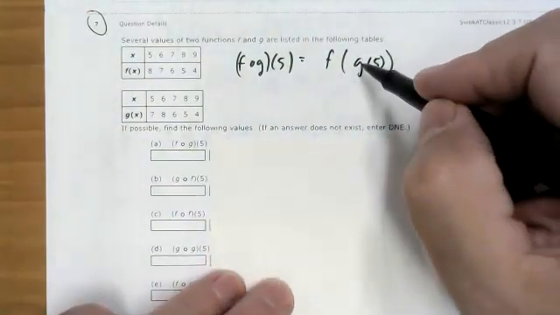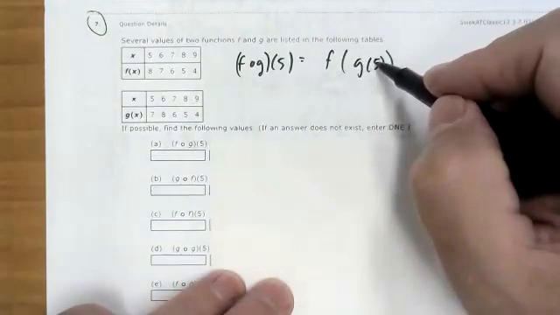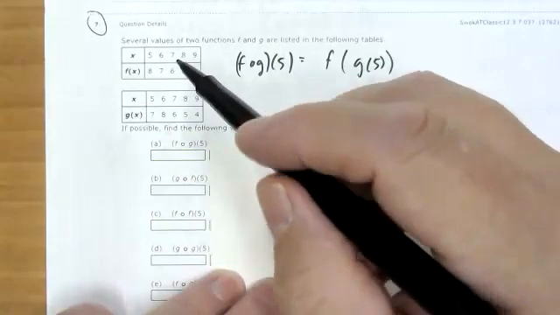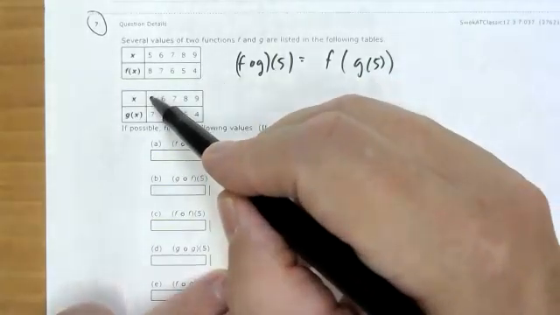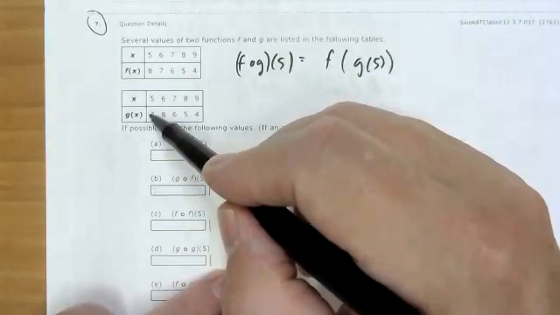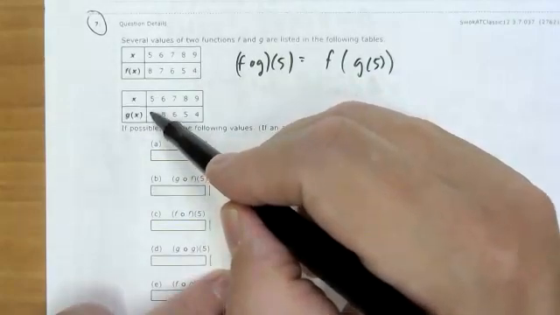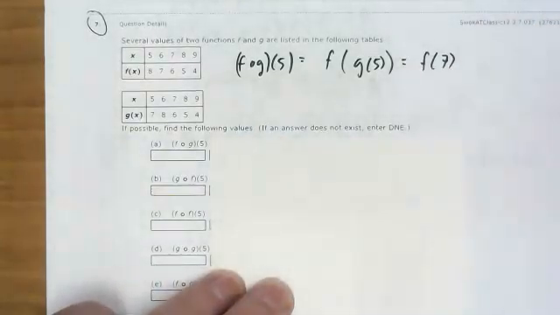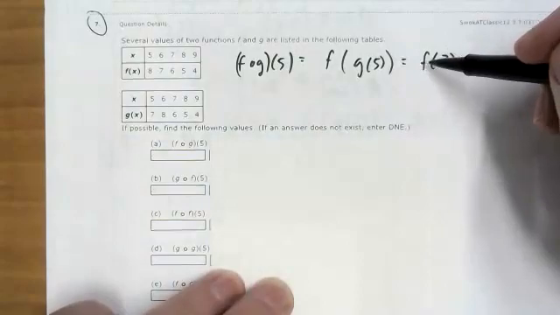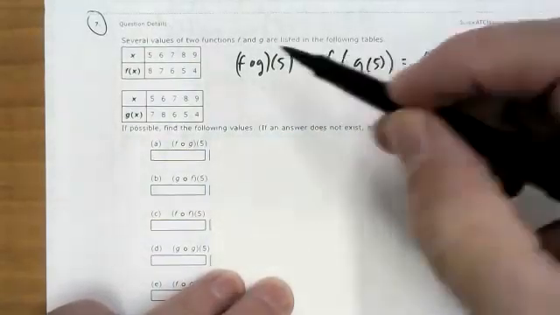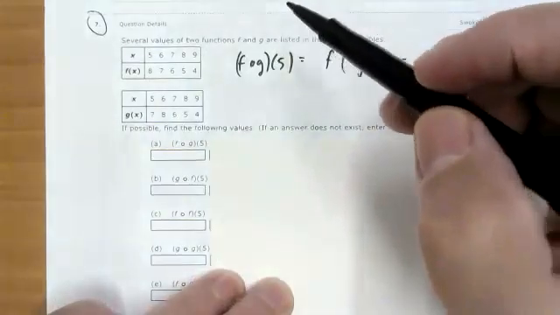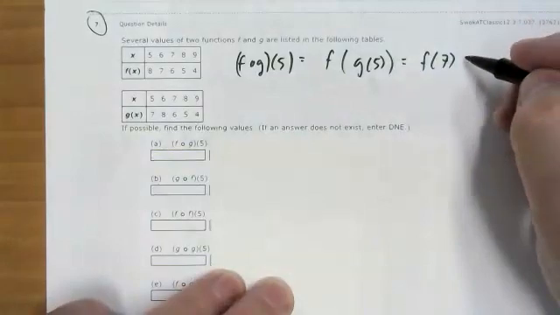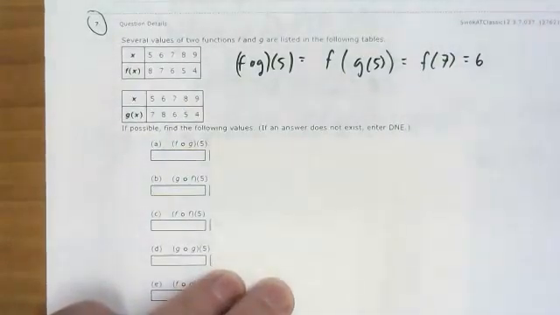So what you do is, let's go determine what g of 5 is. You go to your g table and you say, what's the g function when x is 5? Well, if x is 5 here, the g function is 7. So g of 5 is 7. So I plug 7 in here. And then this says, what is f of 7? I go to my f table and I say, when x is 7, f of 7 is 6. So this whole thing equals 6.